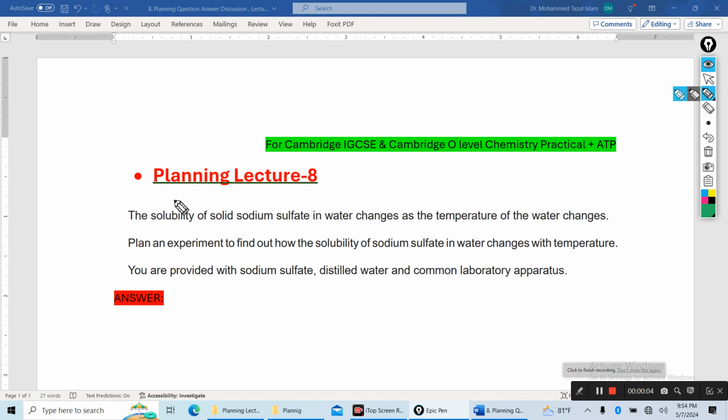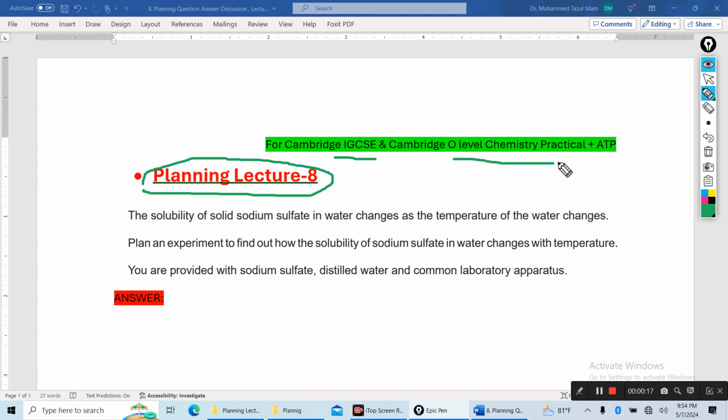Hello students, this is planning lecture 8. This is important for Cambridge IGCSE and Cambridge O level chemistry practical exam and alternative practical exam.